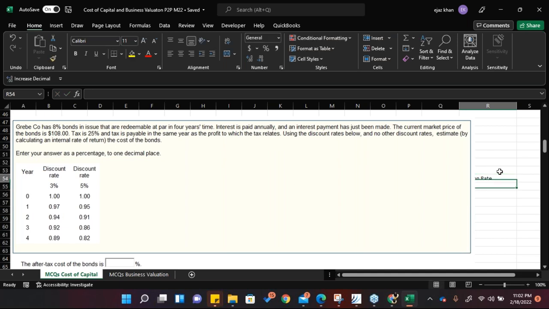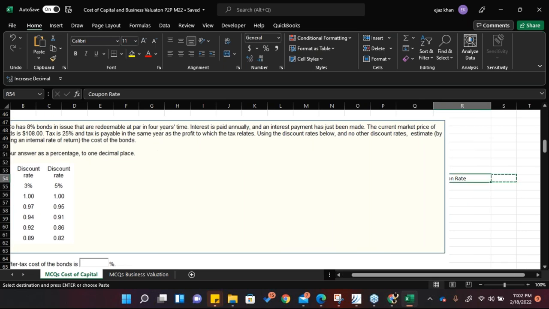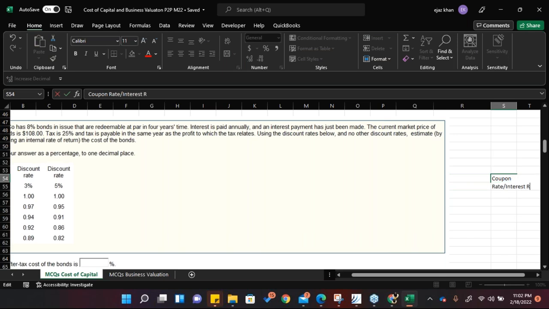Coupon rate, or we call the interest rate. These are two same things. So don't get confused between these two terms. Coupon rate is the same rate as interest rate. Whereas cost of debt, IRR or interest yield, these are the terms used interchangeably, and they are different from coupon rate or interest rate. There's a difference between these two.